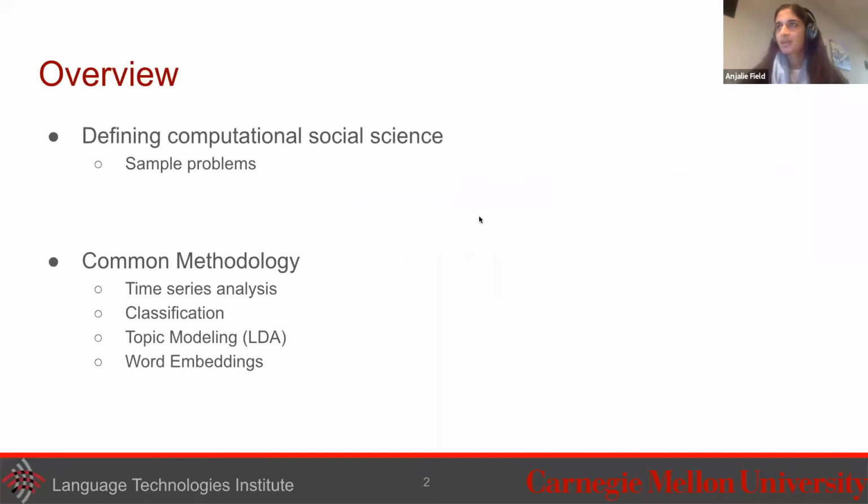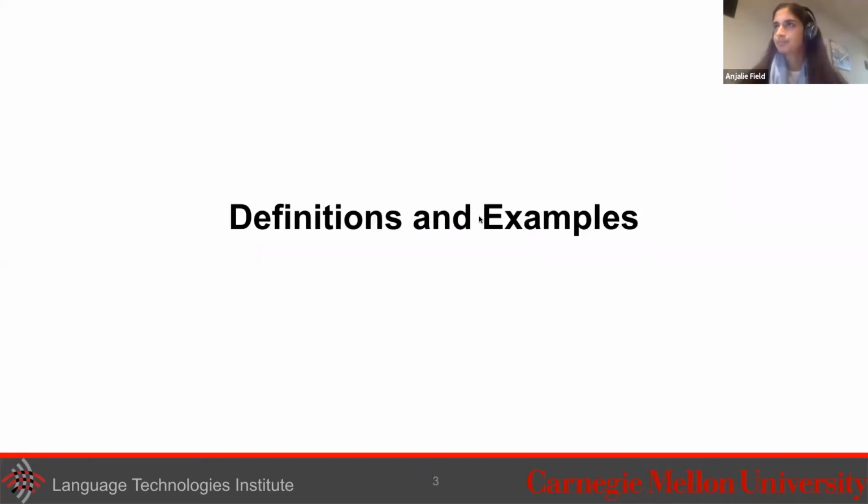So I'm going to start with just defining what is computational social science, because as Graham said, I think that this concept is often mixed up a lot with other areas. And then I'll talk about some of the methodology, just some examples of methodology. I'm not sure that we'll get through all of it, but we'll get through what we can.